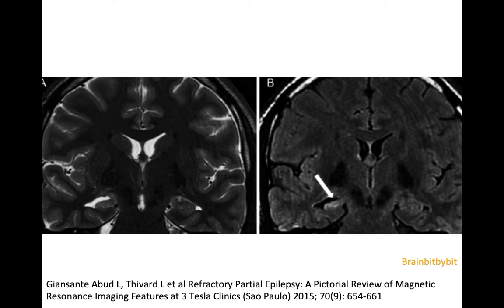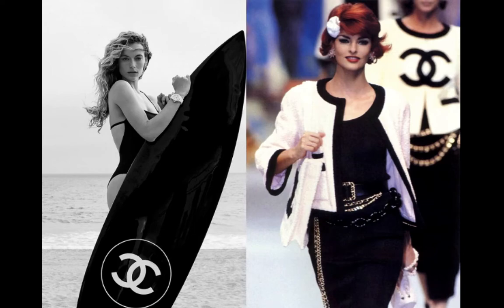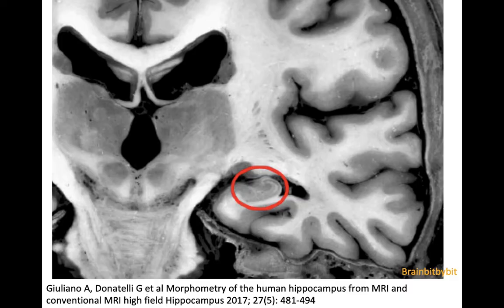And if you are a woman like me, who was a girl in the 90s, when you hear two interlocking Cs, the Coco Chanel mark comes to mind. But the hippocampus has different interlocking Cs.